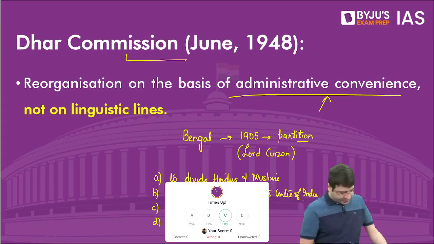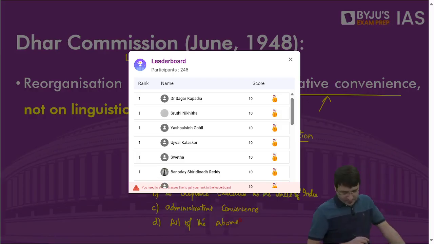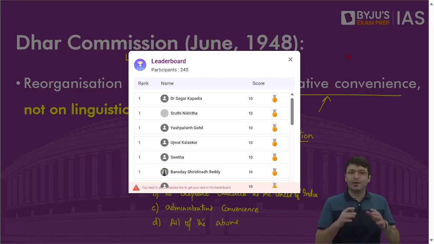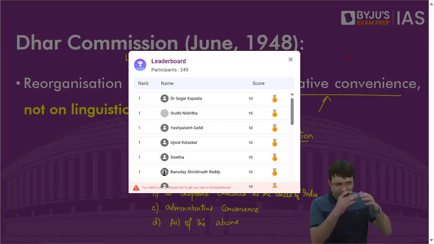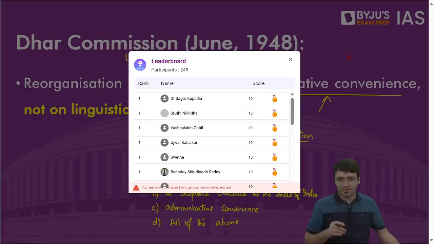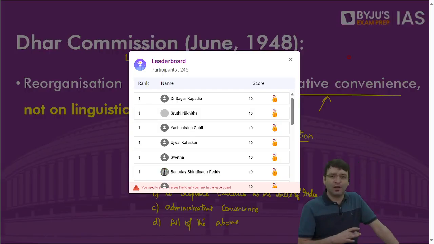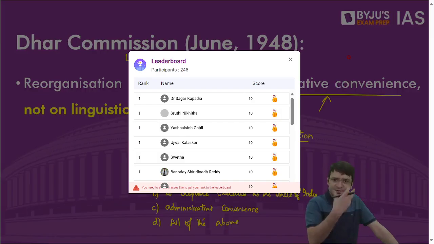30% of the students are right. This is the leaderboard. Amit Kumar, Shruti. Yes, the reason to partition Bengal was to create a rift between Hindus and Muslims. Yes, the reason was that we should displace Calcutta as the center of the nationalist movement, because Calcutta was then the capital of India, from where the nationalist feelings developed.